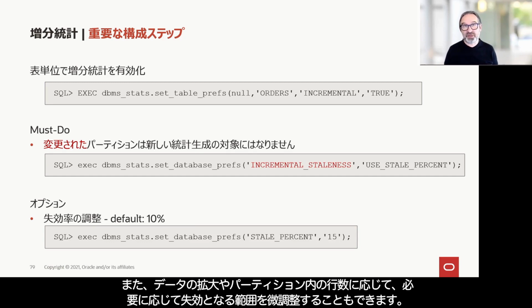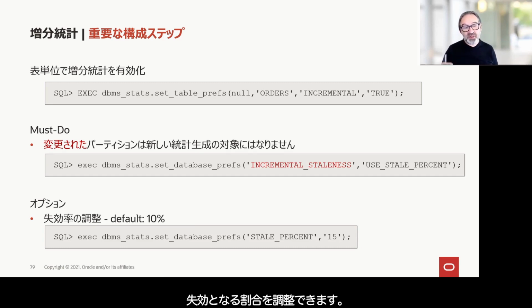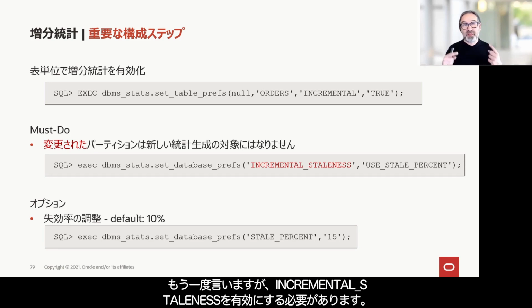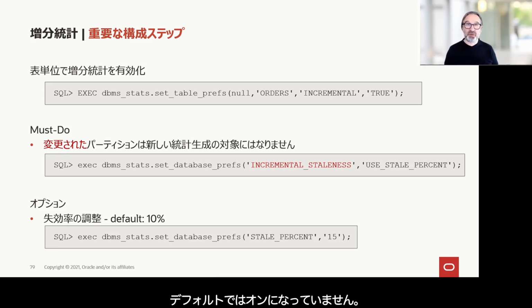There may be situations, depending also on the spread of data and the number of rows in your partitions. You could tweak the stale percentage. Here in this example, we set it to 15%. By default, it's 10%. But be aware, you need to enable the incremental staleness. It's not on by default.